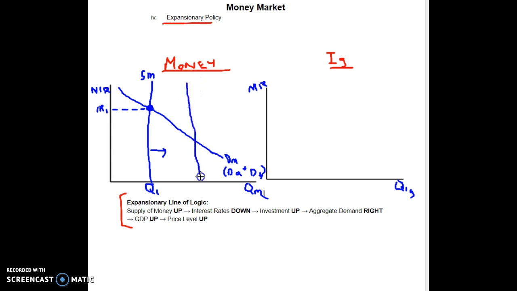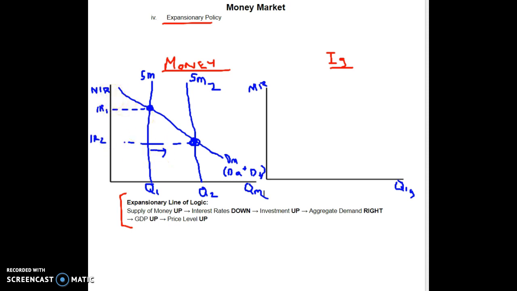Now, regardless of how they do it, let's say this shifts to the right. So we're going to call this SM2. Normally it's through the buying of bonds, open market operations. We're going to have a new interest rate here, and we'll call this Q2. We dash over, and we see that our interest rates have fallen.